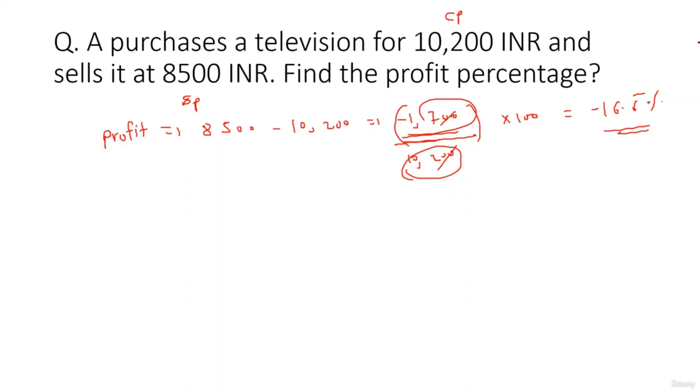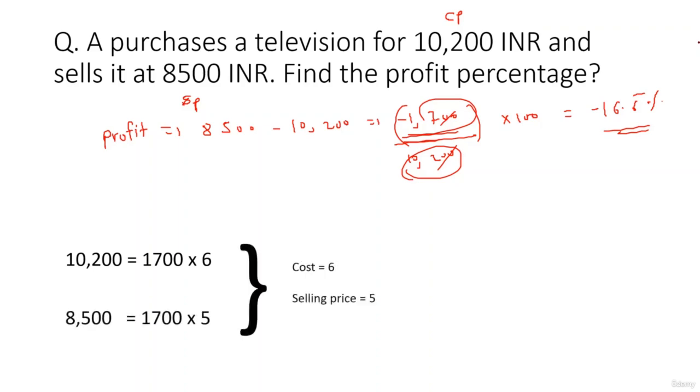So my recommendation for these questions is to look at the common factor between the numbers that you can cancel out initially itself. For example, here the 10,200 is nothing but 1700 times 6. 8,500 is 1700 times 5. So just cancel out the 1700 from both sides now.